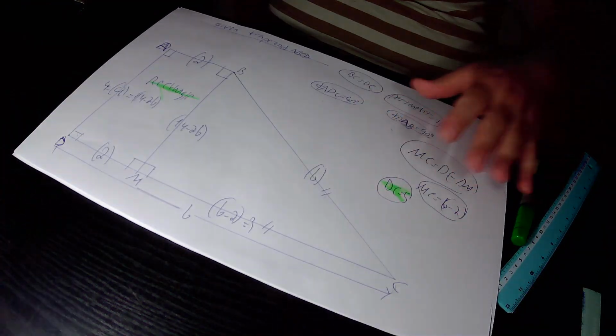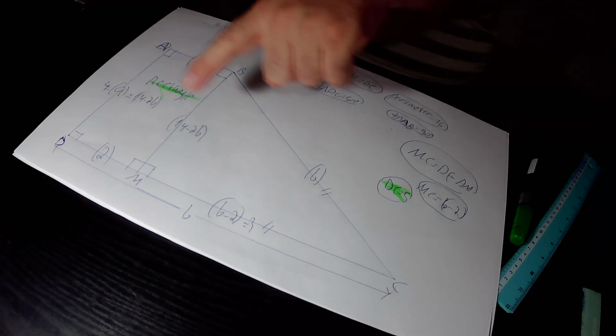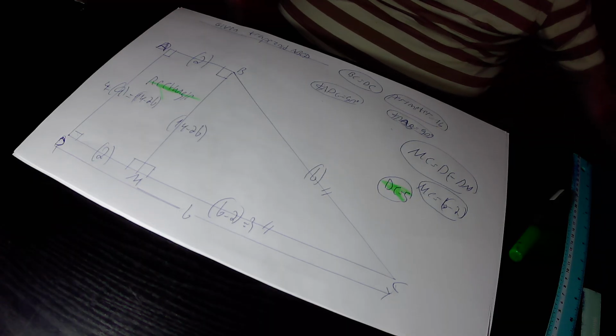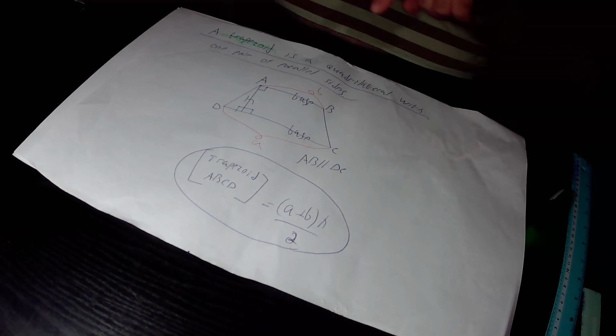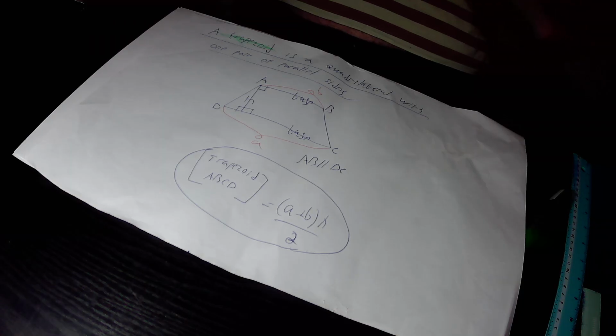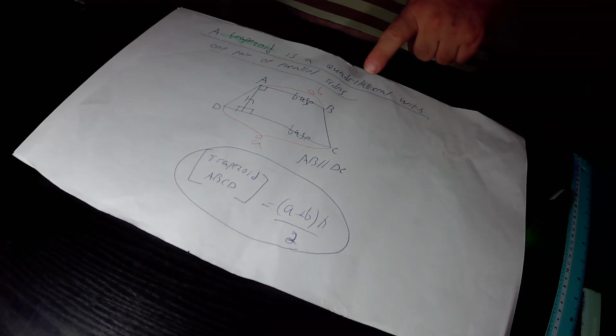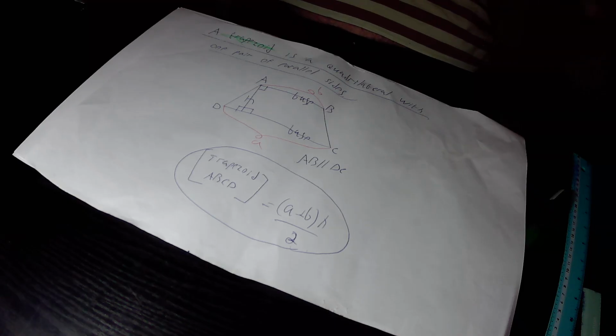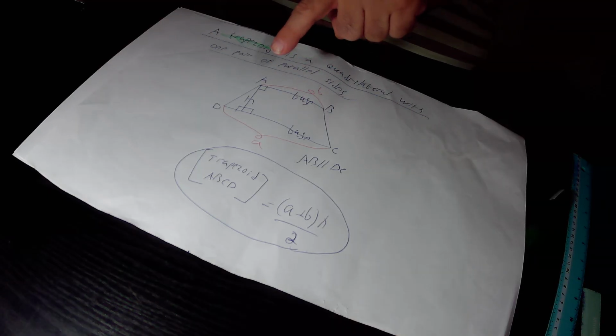In the first question, our mission is to find out the area of this trapezoid ABCD. A trapezoid is a quadrilateral with one pair of parallel sides. Side AB is parallel to side DC. If we define the length of side AB as B and the length of side DC as A, then the area of this trapezoid will be equal to A plus B, the sum of its two parallel bases, times the height over 2. The height must be perpendicular to the two bases.